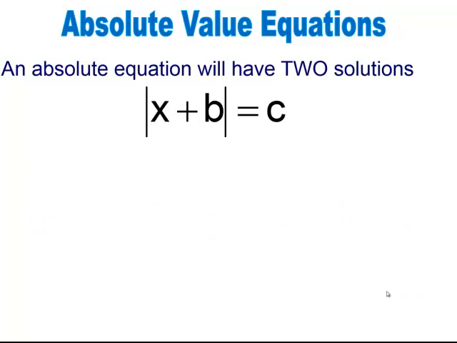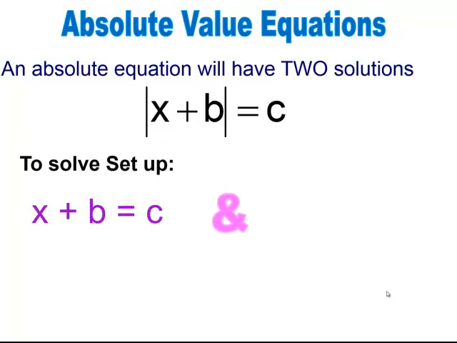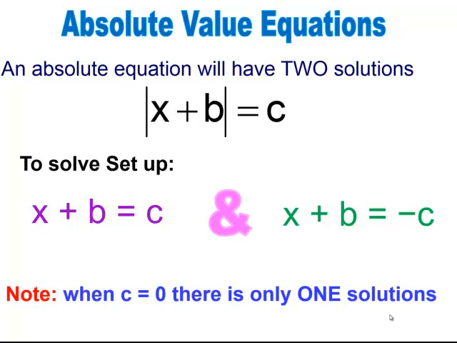Working with absolute value equations, we will have two solutions. So when you have an absolute value equation and it equals some positive number, you will set it up with the expression that's inside the absolute value bars equal to the positive of the value that's on the outside, and you'll also set that expression equal to the negative of what's on the outside. So you have two solutions. You'll take it and you'll solve. Now one key note here is when your C value, when the absolute value equation equals 0, there is only one solution because there's no negative 0.